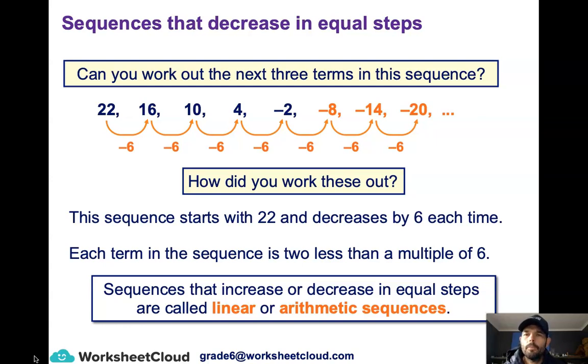So this is really important. Sequences that increase or decrease in equal steps are called linear or arithmetic sequences. Linear because they follow the same line, and they change in equal steps. Okay.